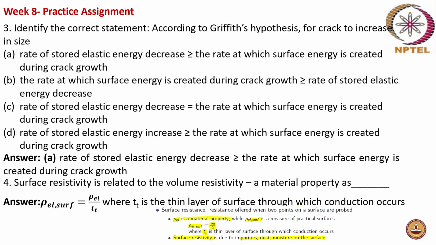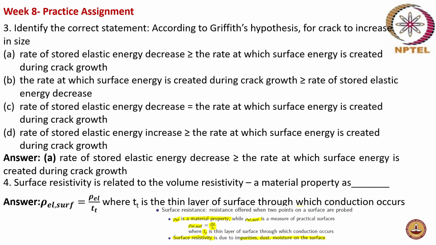Surface resistance is nothing but the resistance offered when two points on the surface are probed. It is measured by probing the surface at two points. In practical surfaces, the surface may not be a pure polymer. A surface is always open, so it may have impurities or dust or moisture, and because of their accumulation, the conductivity in the surface will be different, and so that will form a thin layer.